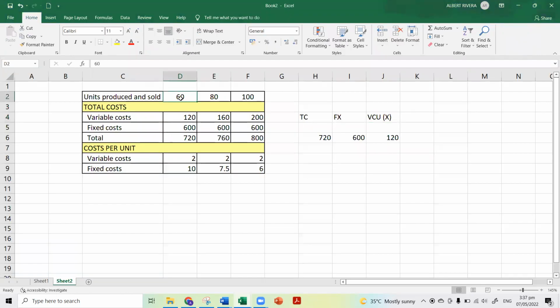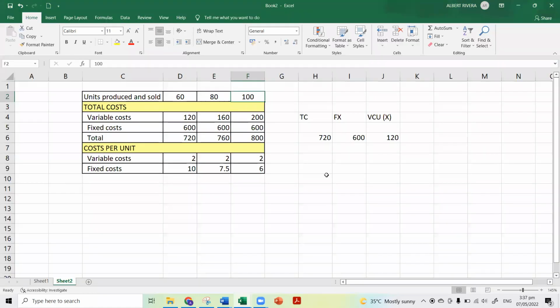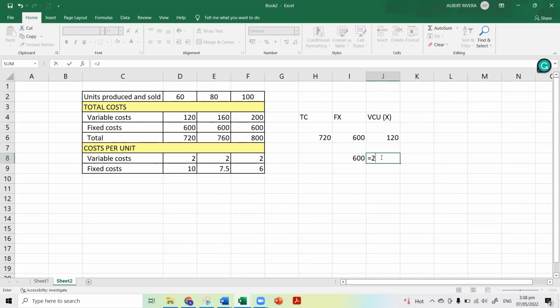Ito na tayo. Ito kasi 60, 80, and 100 eh. Di ba? What if the company produces 90 units? What is the total cost expected to be? At what amount? Can you please compute? This is at 60, 80, and 100 level of activity. What if the activity level is 90 units? How much is the total cost? Chat box, please. Ganun lang naman siya, di ba? So the fixed cost is 600 and the variable cost per unit is 2. 2 times, ano ba yung sabi natin? 90, no? Oh, yan. That is 180. So the total is 780. Okay?